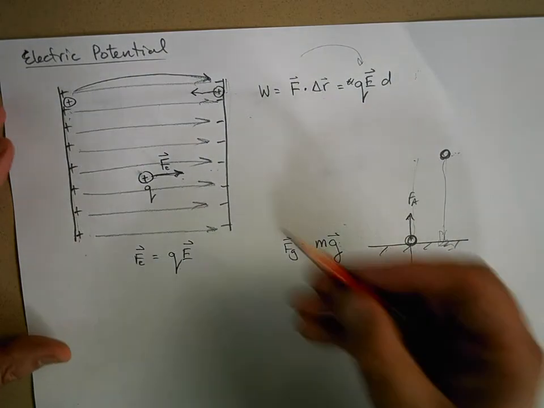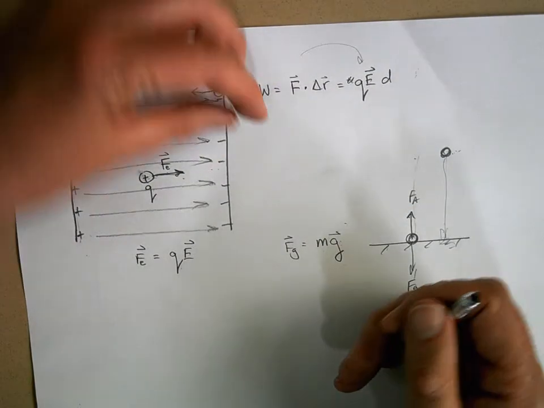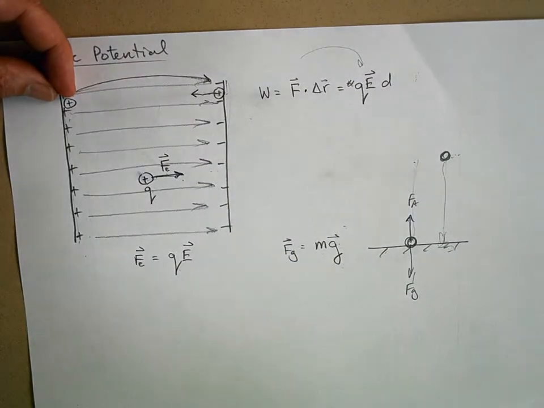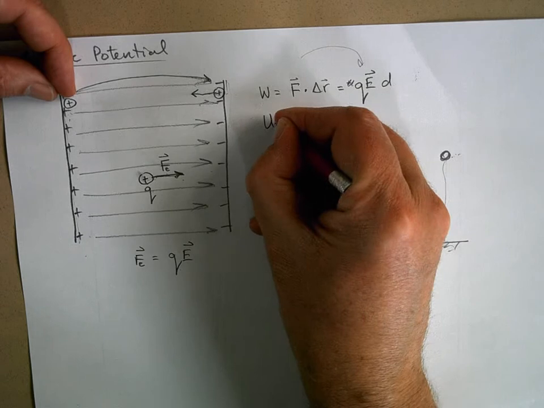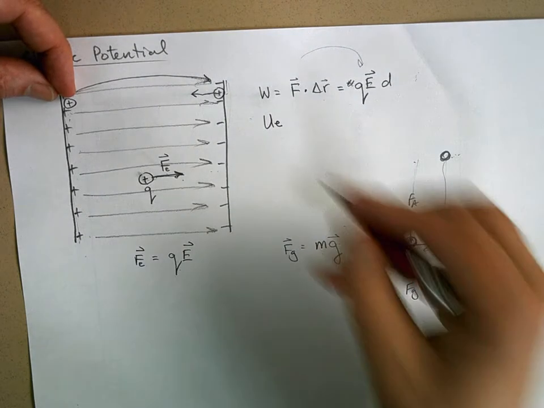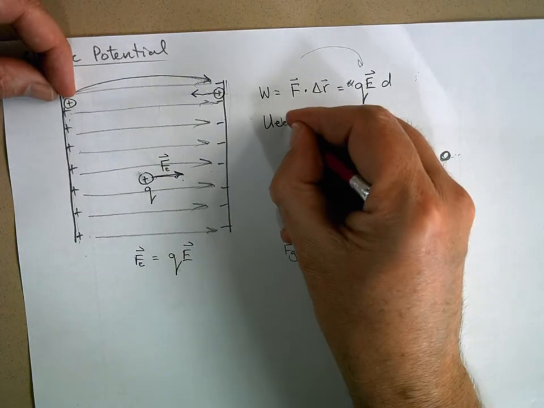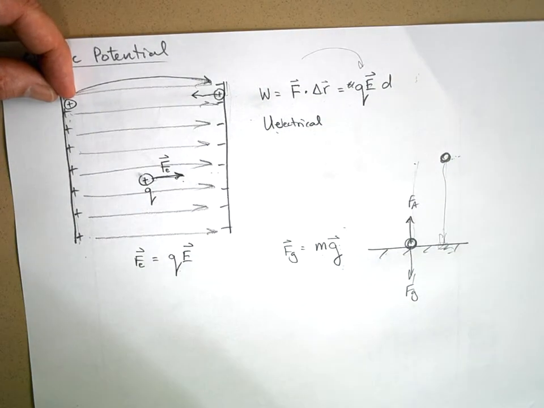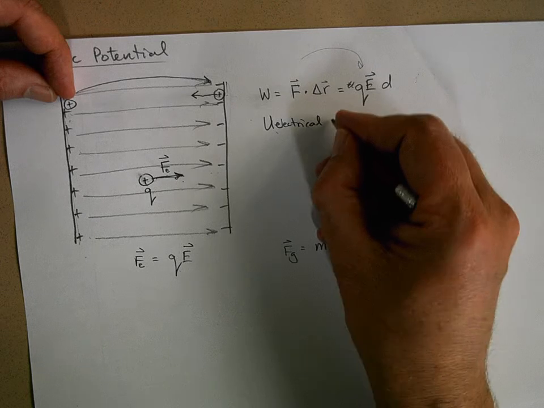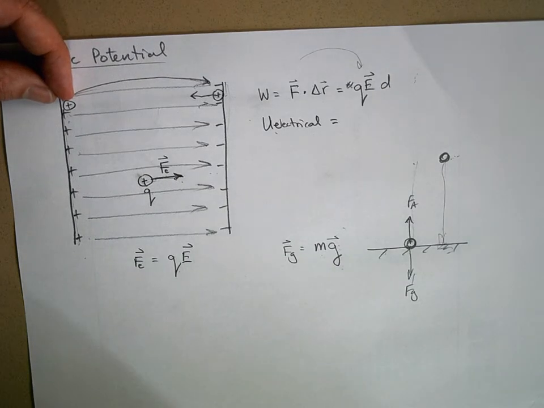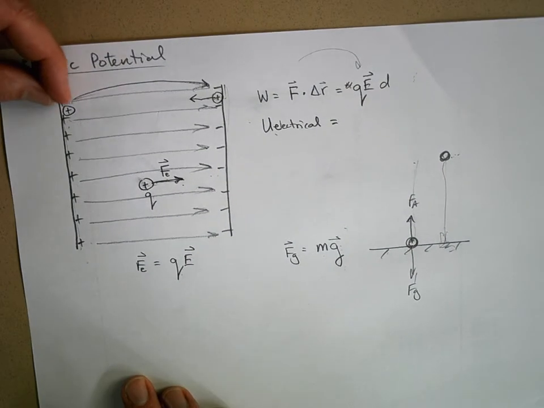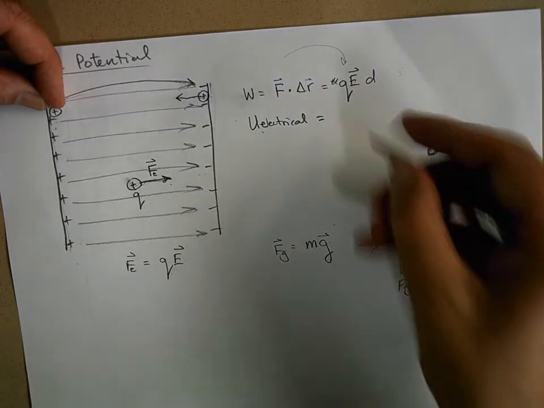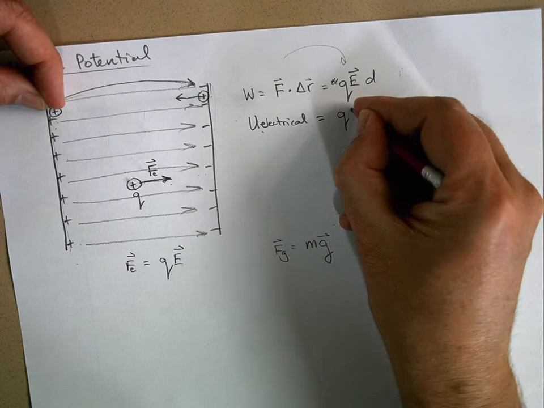This electric force is able to do work on the charge. We're going to call this U sub E, E for electrical. I'll just spell it: U sub electrical, electrical potential energy. It's the work that the electric field can do on a charge because that charge is in an electric field, and it's equal to Q E times D.